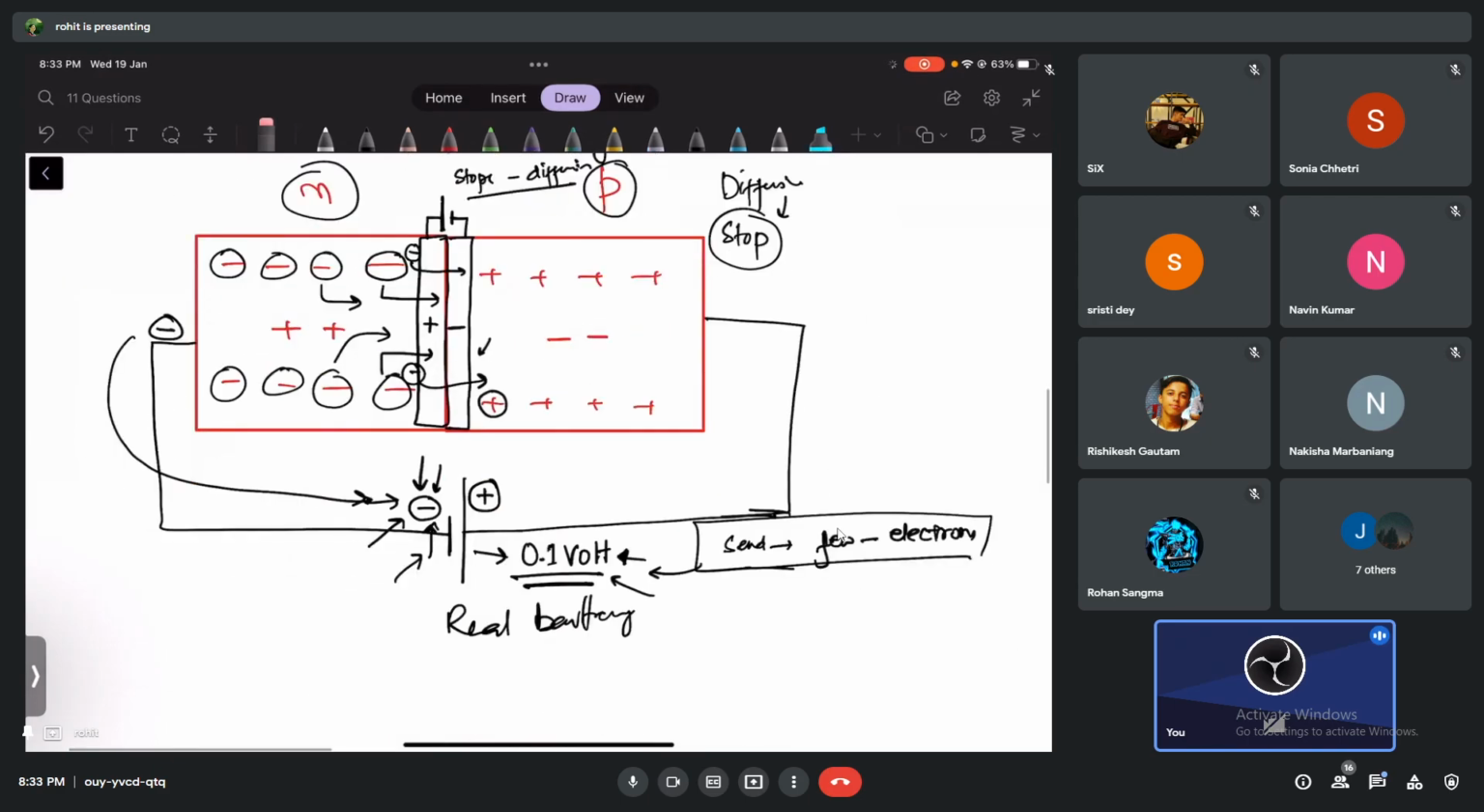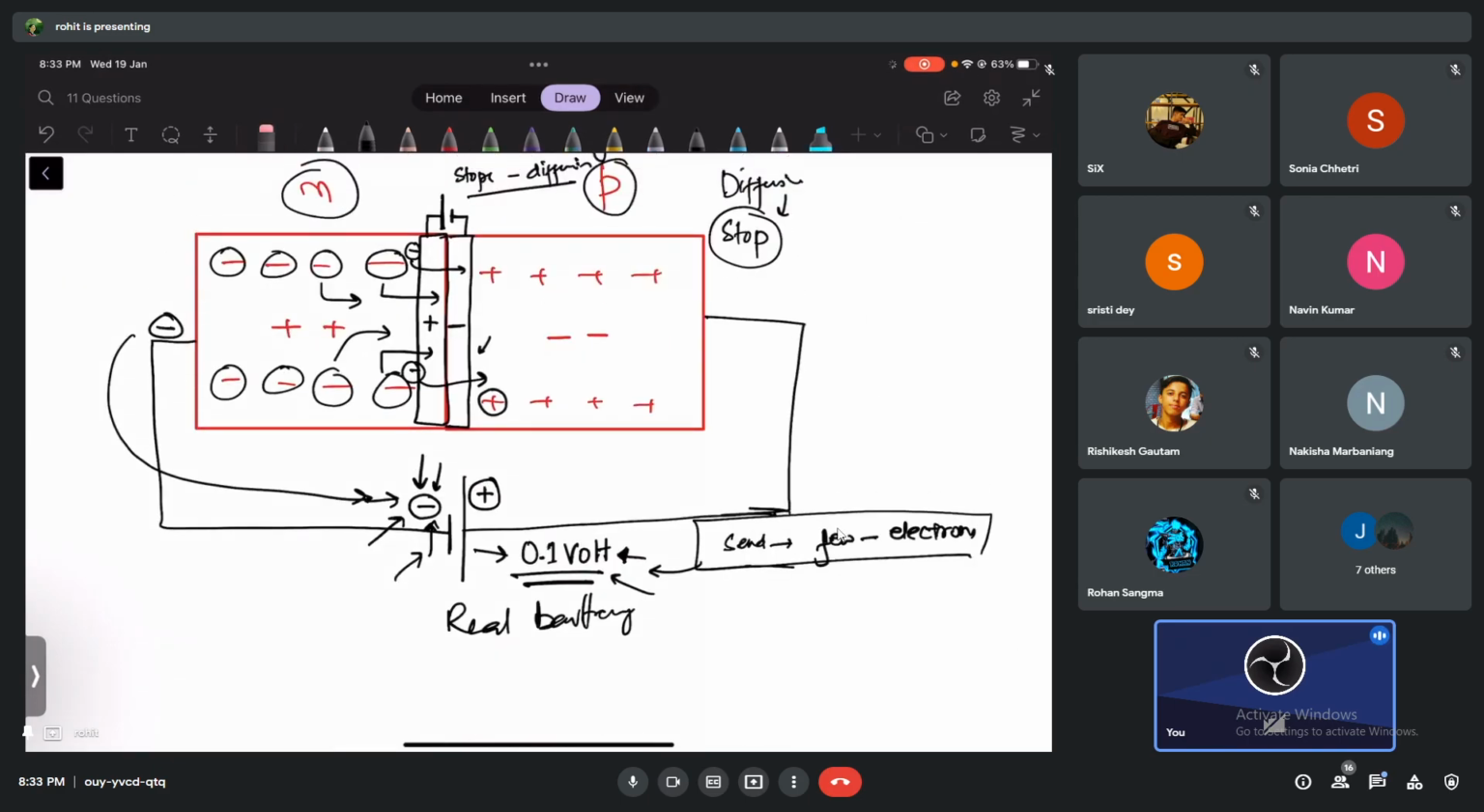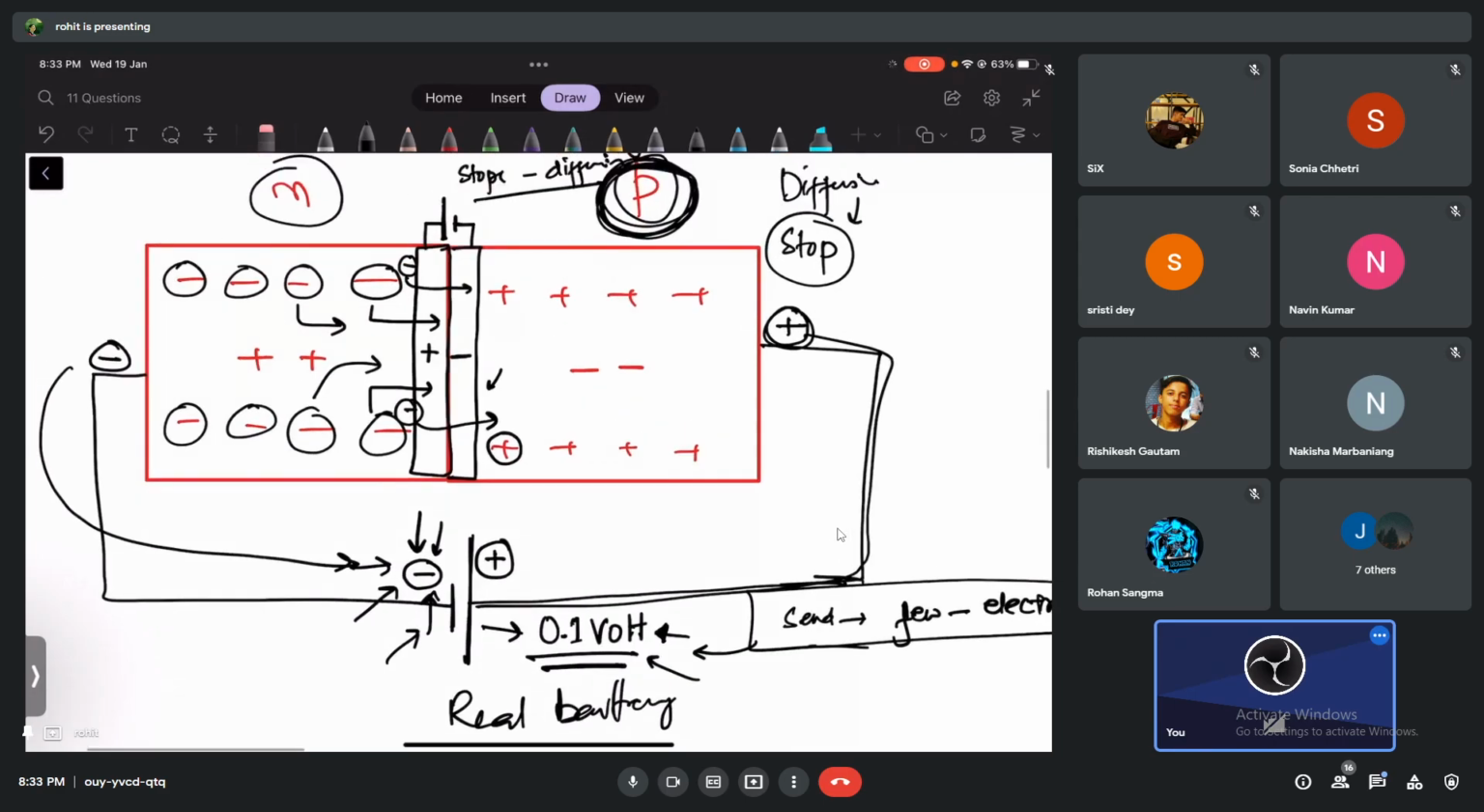Okay, now let's really do this. Suppose I do the same thing on the other side. The P type is connected to the positive side. You can check, this is the P side. I'm connecting it to the positive terminal of the real battery. Even the holes will be pushed. Now you tell me, will the 0.1 volts that I've applied be enough to push many holes or just a few holes, guys? Very few holes. Okay, so that is quite all right.